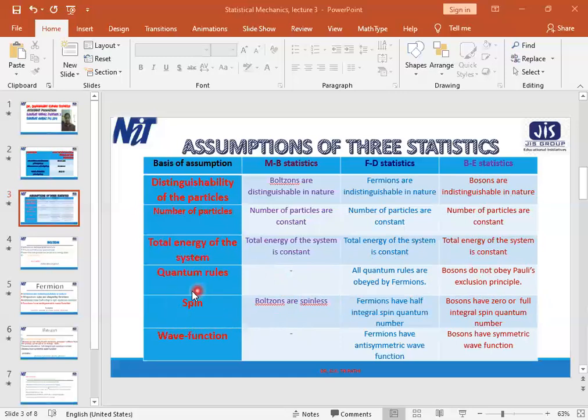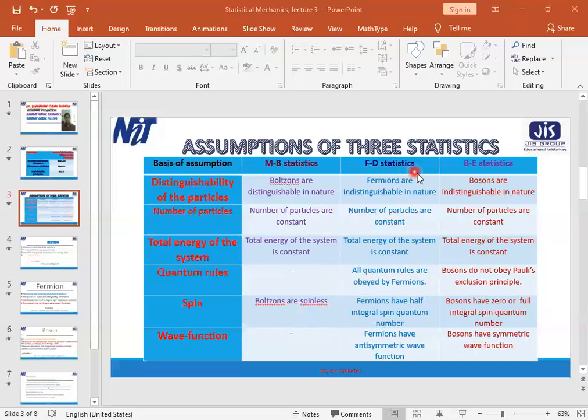Spin means orientation, the orientation of the particle. Now, Maxwell-Boltzmann statistics is a classical statistics, so no quantum rule is applicable to it. No quantization is applicable to it, and that is why they don't have any spin concept. So we can say that the particles are spinless.